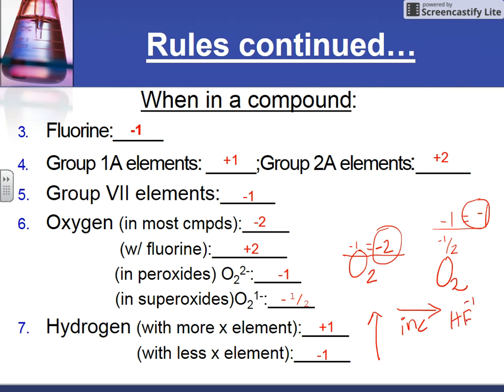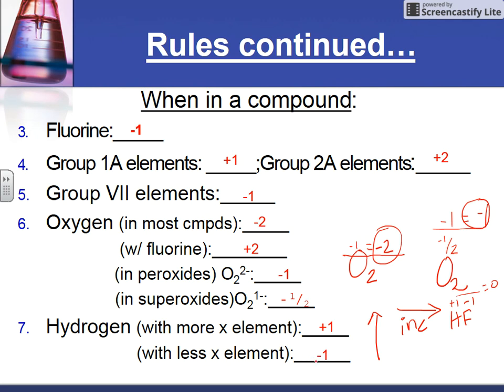Now, we know fluorine automatically gets a -1 oxidation number assigned to him. So since the sum of your oxidation numbers in a neutral compound has to add up to 0, hydrogen would have to be a +1 here because +1 and -1 equals 0. So if hydrogen's with a more electronegative element, he gets assigned a +1 oxidation number.